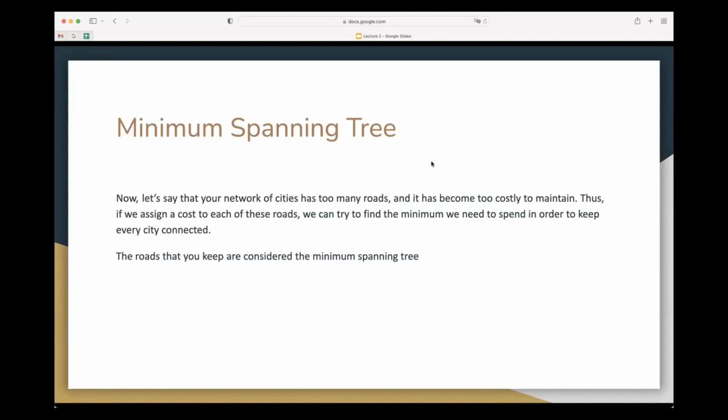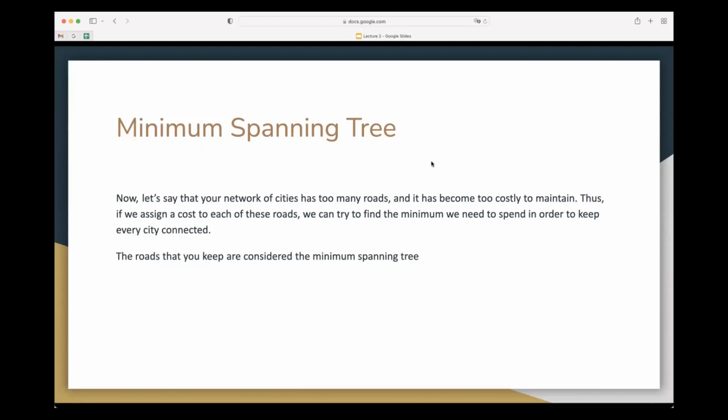So this problem is called the minimum spanning tree because if you think about the roads that you keep, the roads that you keep will form a tree, and that tree, quote unquote, spans the graph by covering every single vertex. So that's why it's called the minimum spanning tree, because you want to find the minimum cost of a spanning tree.